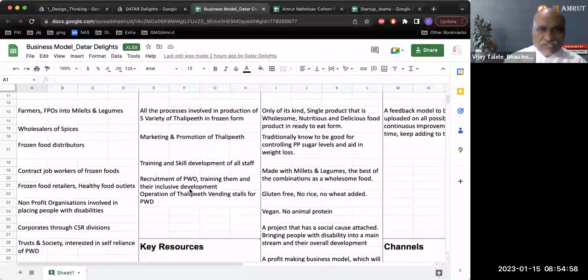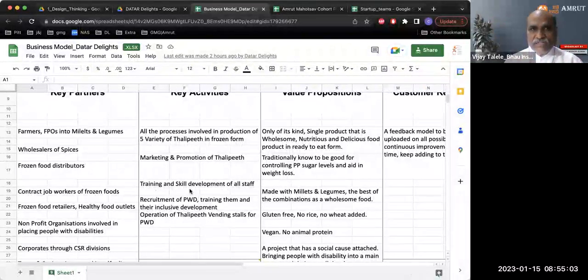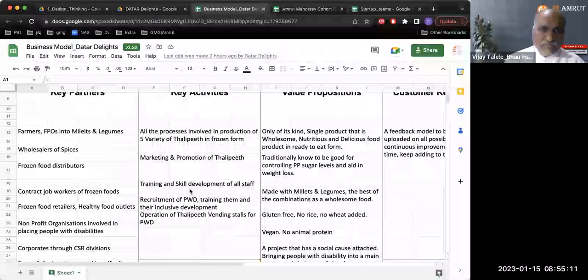So I'm just trying to go through this in detail so that even other startups and the others who are with us will also understand how one looks at the BMC. Okay. So key partners are farmers, FPOs into millets and legumes. This is for your suppliers kind of thing, raw material. Wholesalers of spices, frozen food distributors.